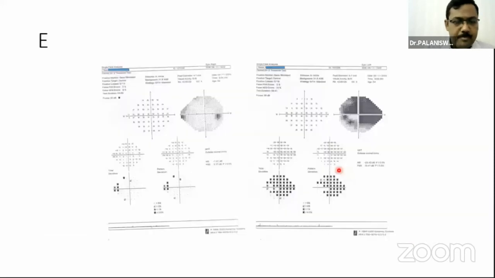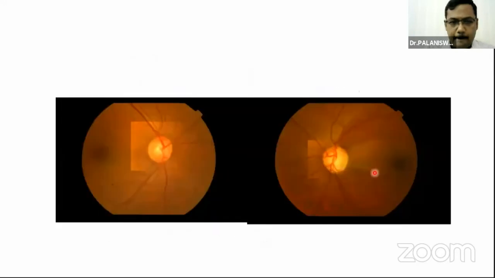This is another example. The indices are okay. There's depression in the nasal part of the field, like a nasal step. GST outside normal limit. PSD has been flagged. Indices look okay. Diffuse depressed points superior and inferiorly. GST outside normal limits. PSD has been flagged. And as expected, we have an advanced cup with a bipolar notch with a very broad wedge-shaped RNFL defect. And here it looks okay.